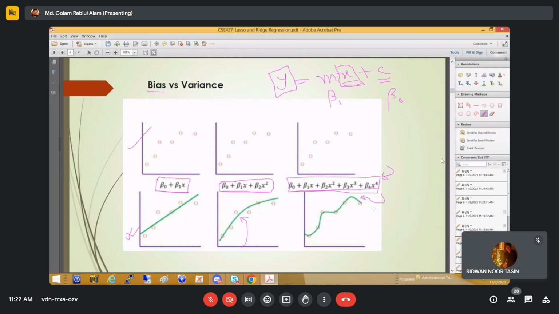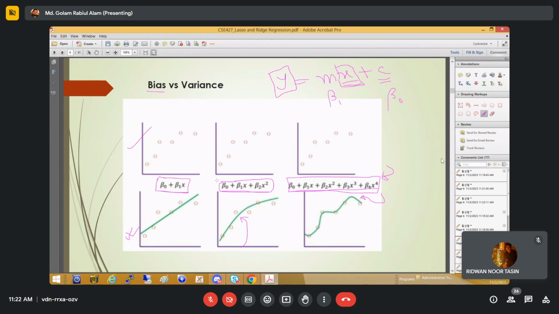So what's the problem with this? The problem is it will kind of memorize the data points. That means though in training time we will get maybe close to zero error, in our testing time it will not perform well. This kind of situation we usually call overfitting.